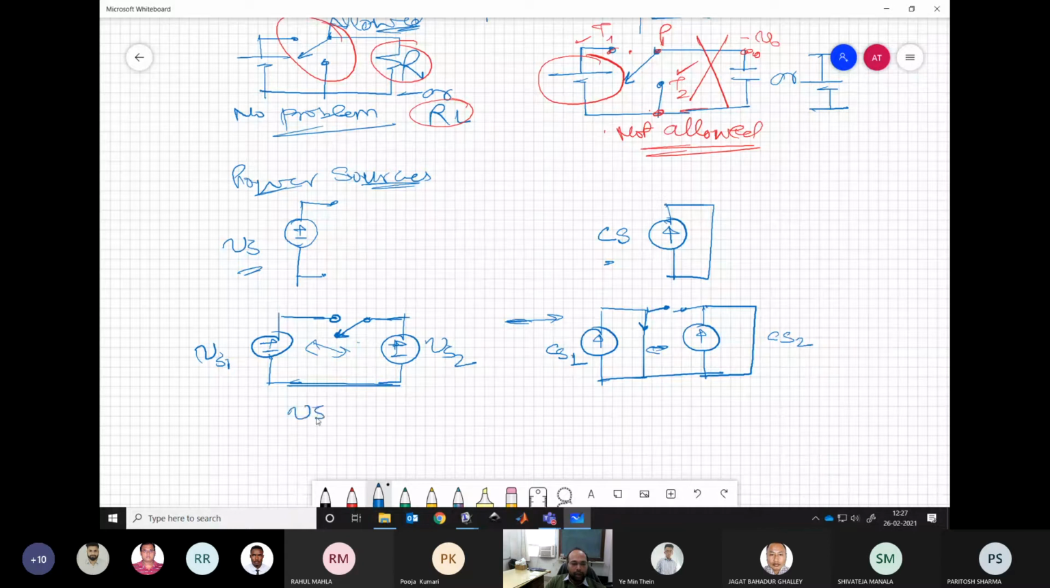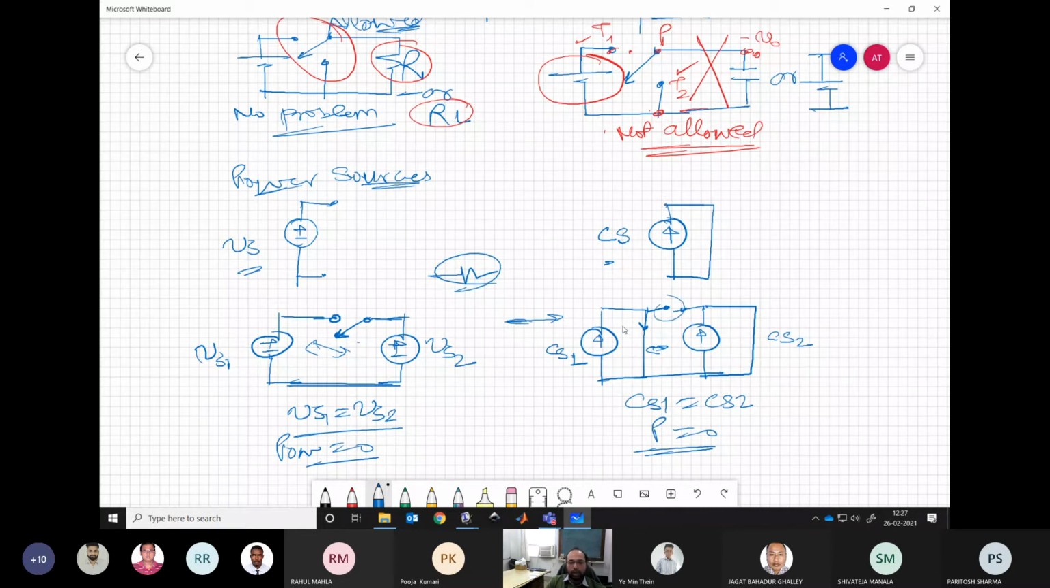At the most, we can have Vs1 equal to Vs2, but then the power flow is 0. Same here, if we have CS1 equal to CS2, power is 0. So we need to put some dissipative element which will drop some voltage, or take some current in shunt, and then it will allow the power flow to be smooth. But then the efficiency will go poor. Now, what options do we have?